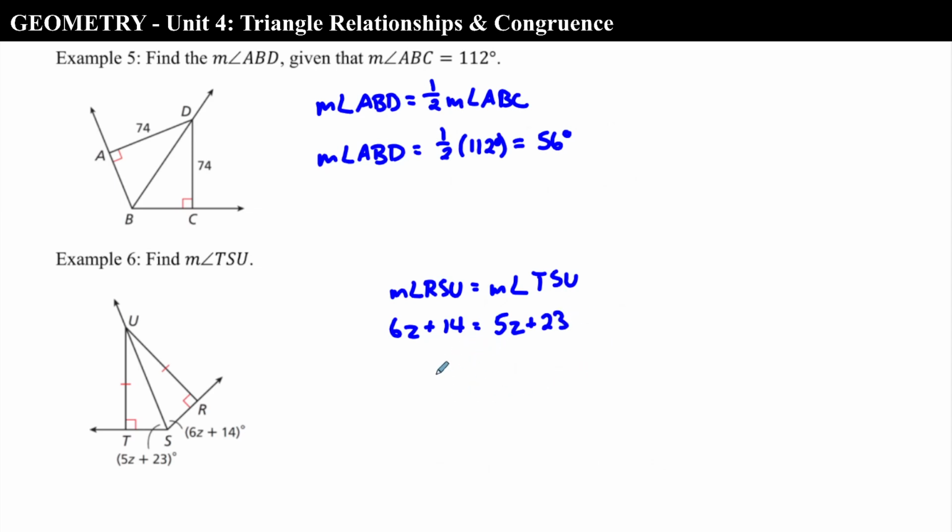So subtract 5z from each side, subtract 14 from each side, and we get z equals 9. But we're not done, because we're told to find TSU. So the measure of angle TSU is going to be 5 times 9 plus 23. You do that math, and that's going to give you 68 degrees.